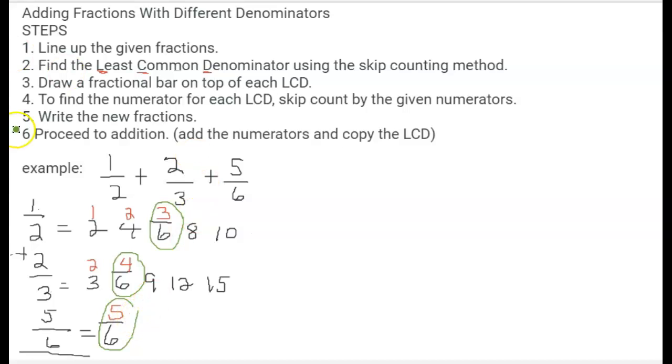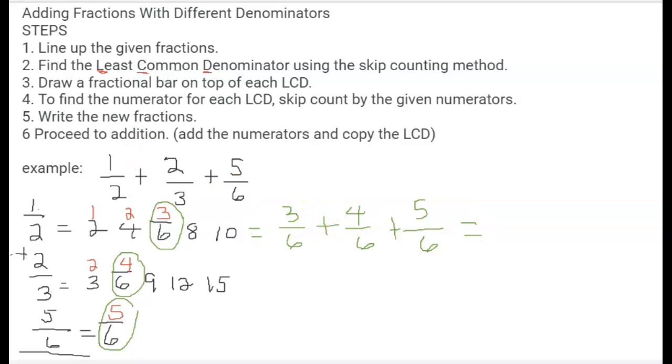Okay? And my sixth step is proceed to addition. So how am I going to do that? I am going to write my new fractions. I may write them vertically or horizontally. It doesn't matter. So I'm going to write my 3/6, and I'm going to write my 4/6, and I'm going to write my 5/6. And I'm going to add them. Okay? And according to this, add the numerators and copy the least common denominator.